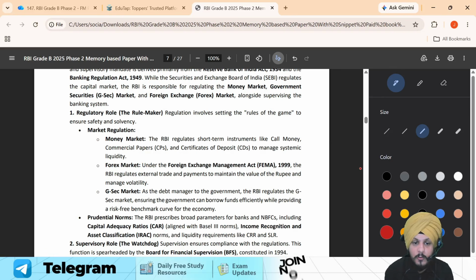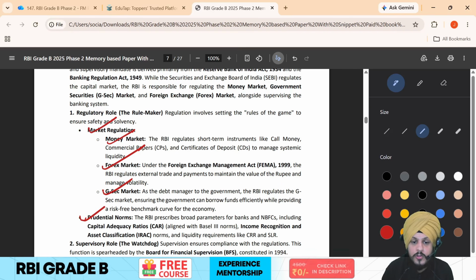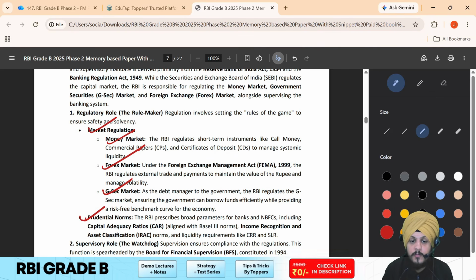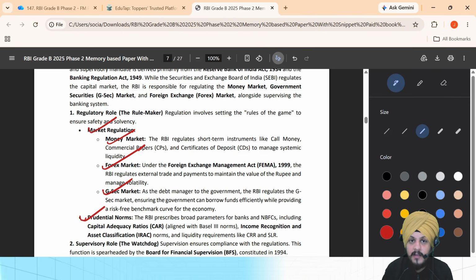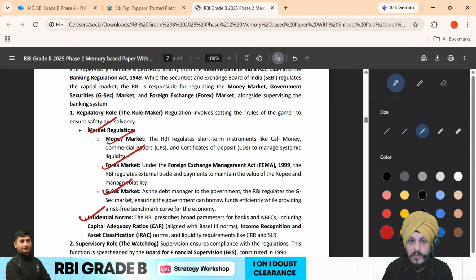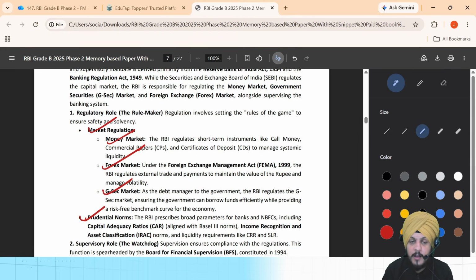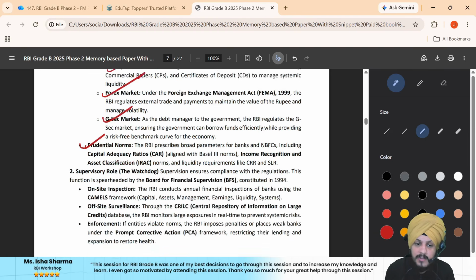For example, regulatory role can include market regulation: money market, forex market, government security market. You can talk about prudential norms also, right? For example, the capital adequacy ratio has to be aligned with Basel III norms, but the mandate is fixed by the RBI, that what percentage of capital adequacy ratio has to be maintained with the banks, right? So these sorts of things are done by RBI under its regulatory framework, and similarly in the supervisory role also.